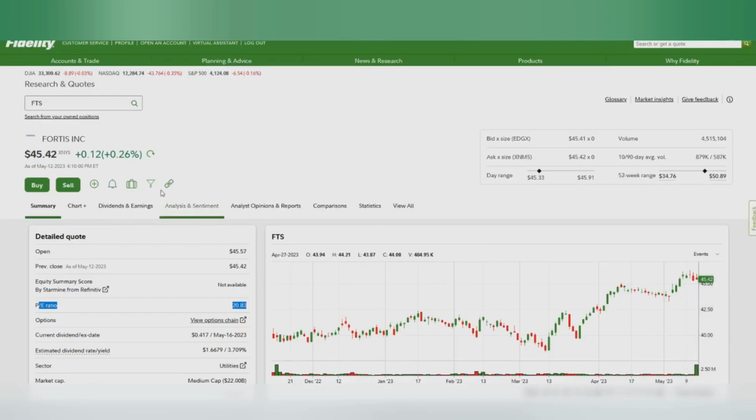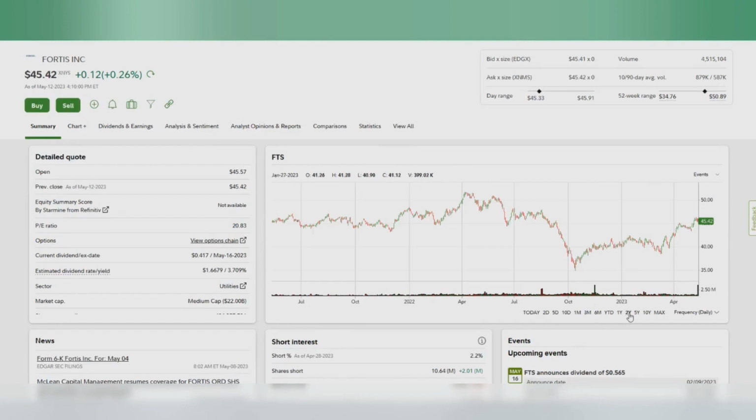Because let me show you something here. If I zoom out to the last 2 years, you can see how Fortis went all the way down into the 30s, $34 share price. And I started building a position all the way through this time frame because of the price being low. And I continued to build this position all the way through just about the last 6 months until recently. And then I stopped buying because the PE ratio, as we just saw, is starting to get above 20.